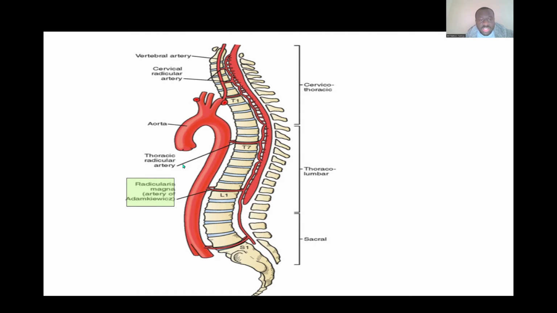We can see thoracic radicular arteries coming from the posterior intercostals. We can see the radicularis magna, the artery of Adamkiewicz. At this level, it seems to be coming from the T12 L1 level. So it can come from the lower thoracic level, upper lumbar, sometimes from the lower lumbar side. And it's a significant contributor to the blood supply of the spinal cord.